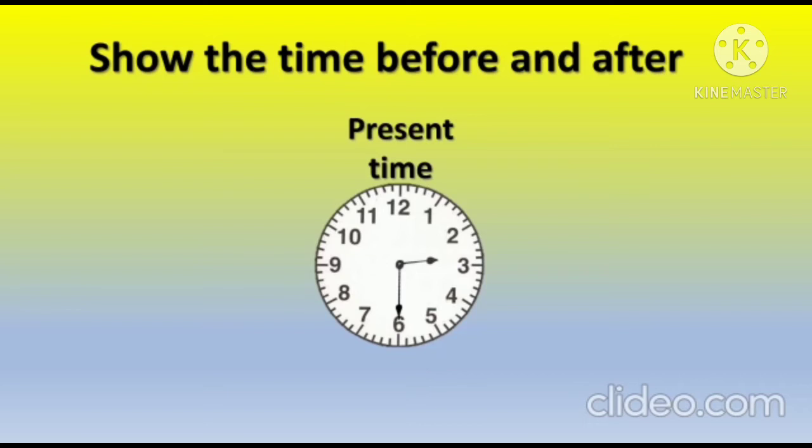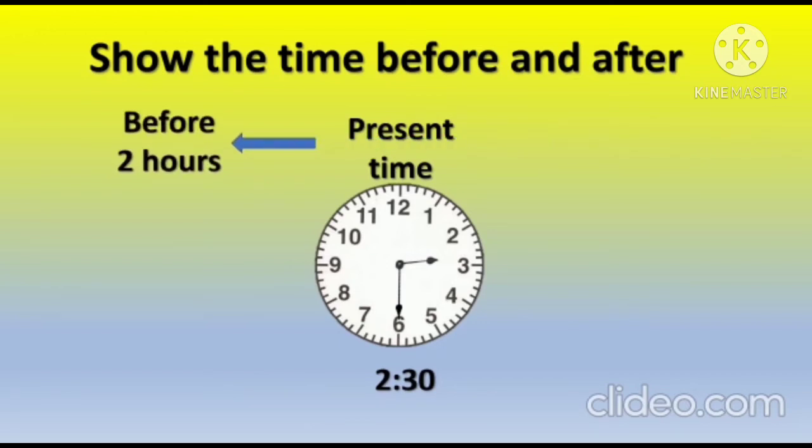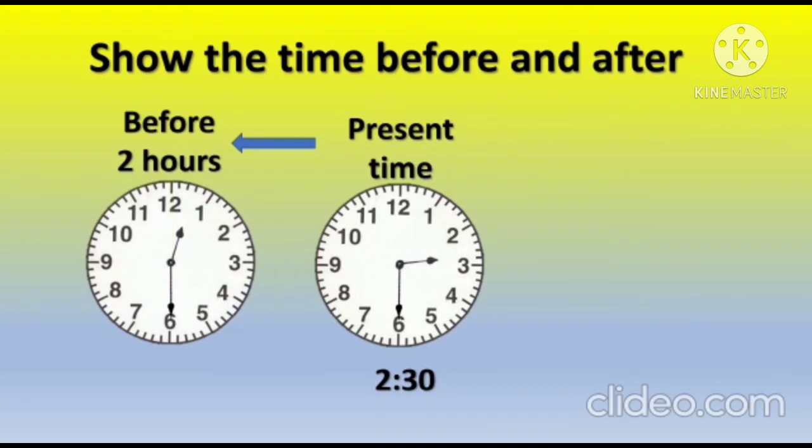Yes, you are right. It is half past 2. We can also say it as 2:30. Okay, so now how will we calculate before 2 hours? Before means you have to go back. So the minute hand will not change, only the hour hand will shift 2 places behind.